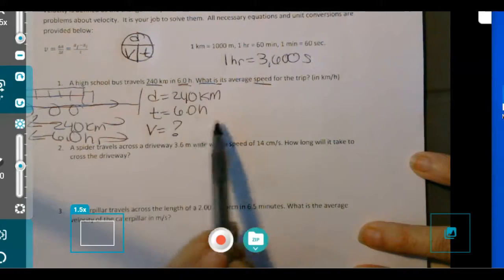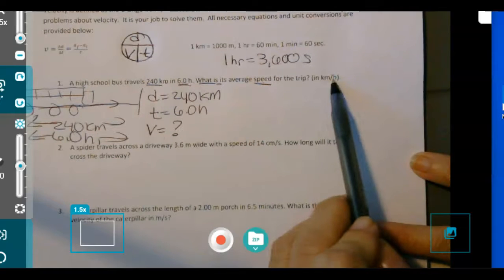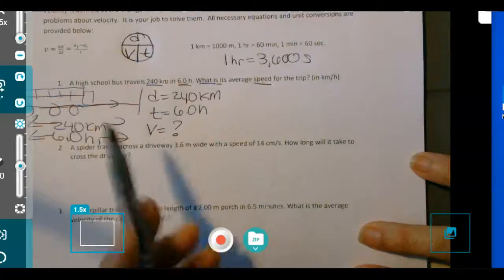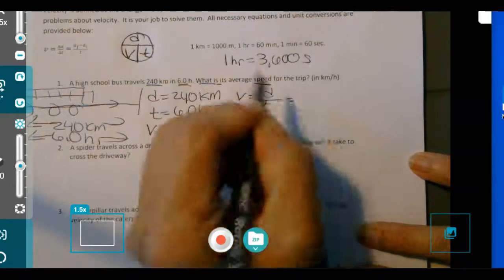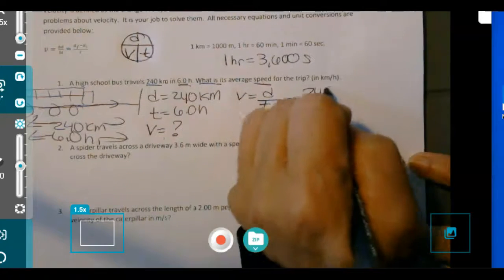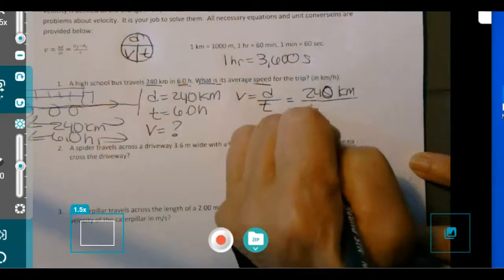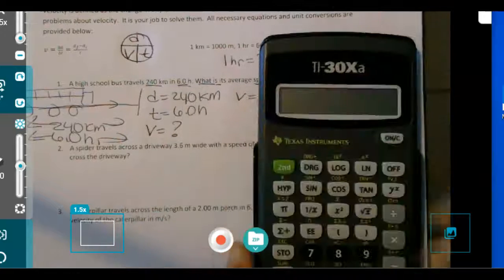And now if I want to look at this, this is in hours and this is in kilometers. So right now, because they said I could keep it, I don't have any conversions. And so then I'm looking for V. So V is distance over time. So you just fill in 240 kilometers divided by 6 hours. So this is real simple.